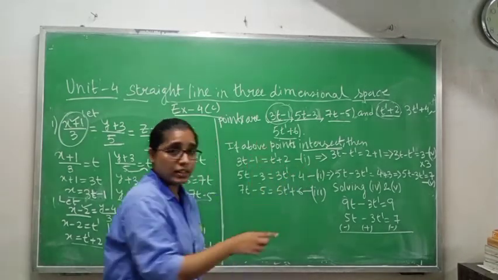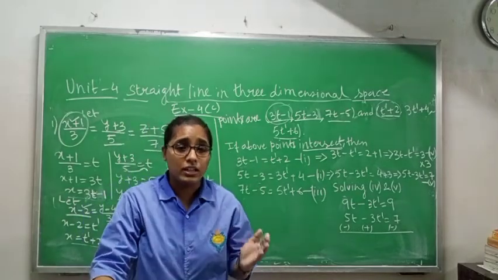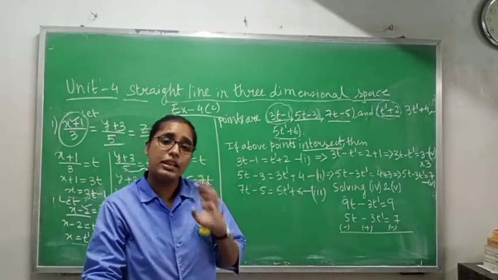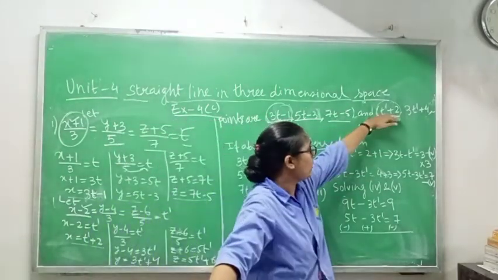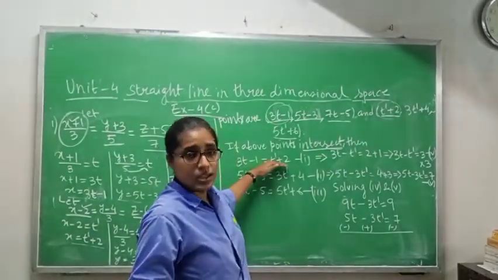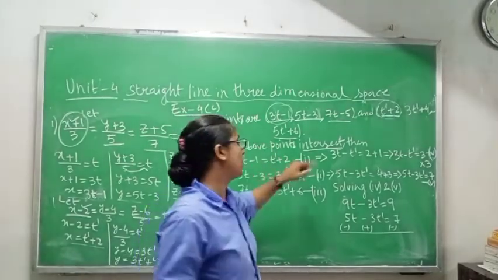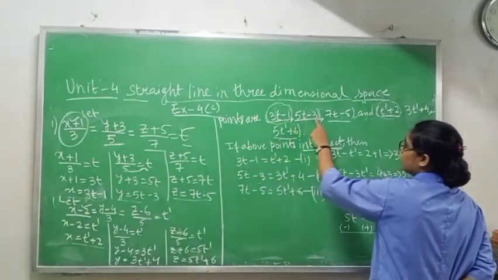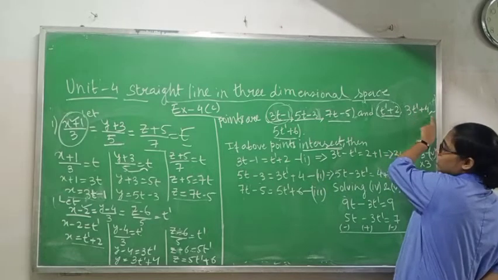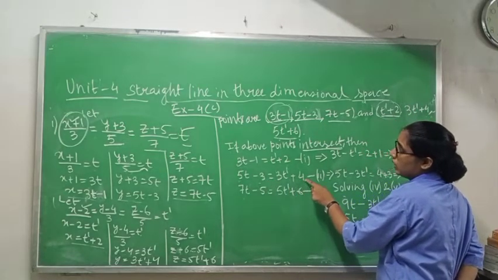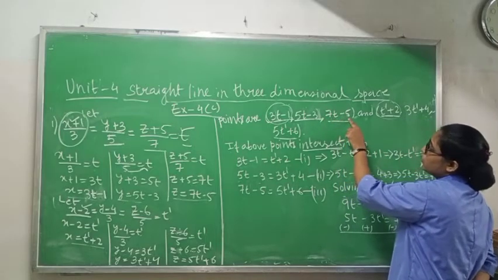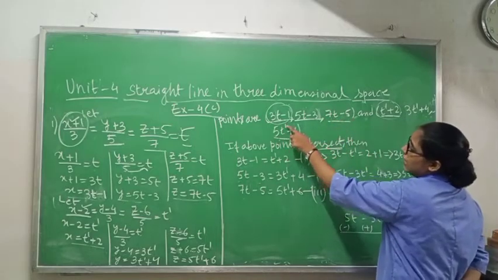Understood? To find whether they are intersecting or not, we first assume that they intersect. If they intersect, it means the x values of these two points will be equal. Same for the y value, it will be equal in both. So 5t minus 3 equals 3t dash plus 4. Now this one, 7t minus 5 equals 5t dash plus 6.